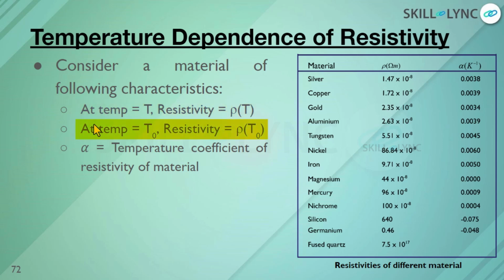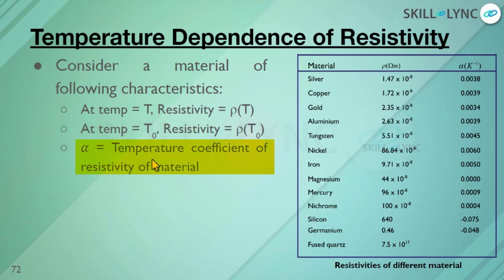At temperature T naught, the resistivity is rho T naught. Let alpha be the temperature coefficient of resistivity of the material. Given in the table are the resistivities of different materials that are generally used. Here, let the resistivity of silver be 1.47 × 10 power minus 8.